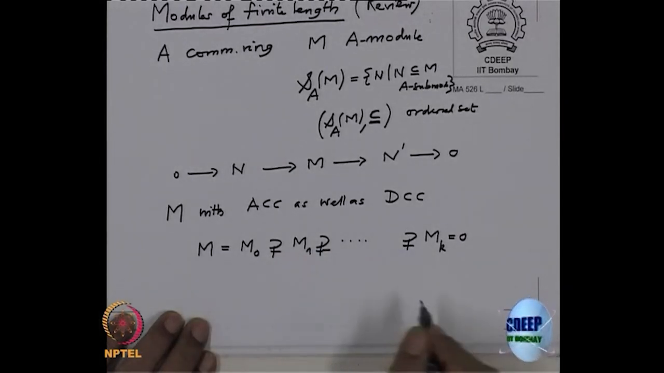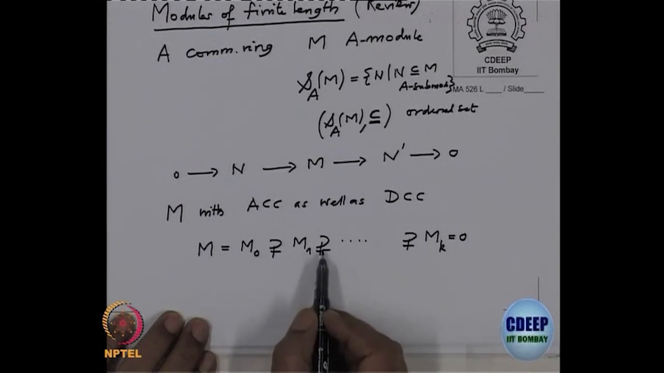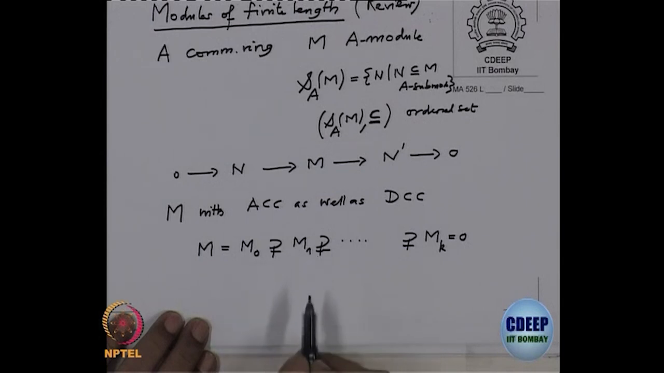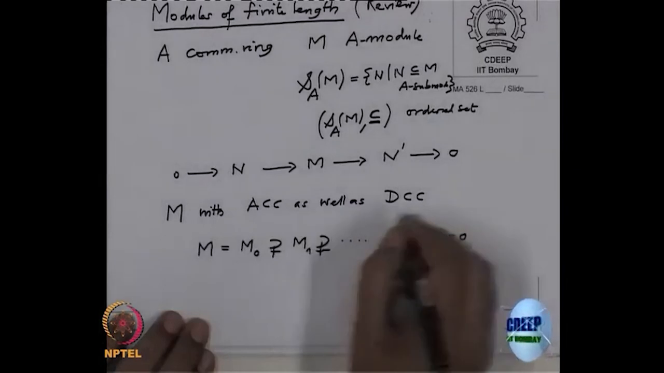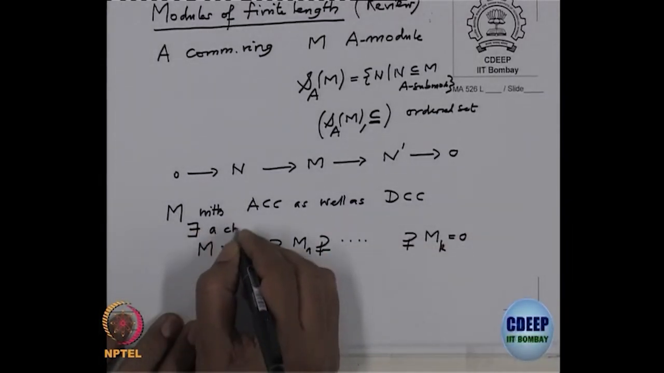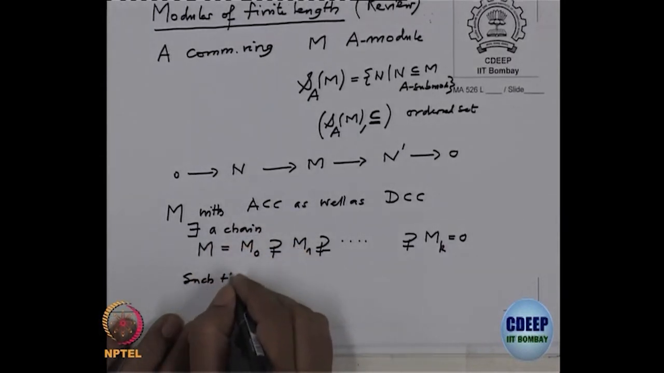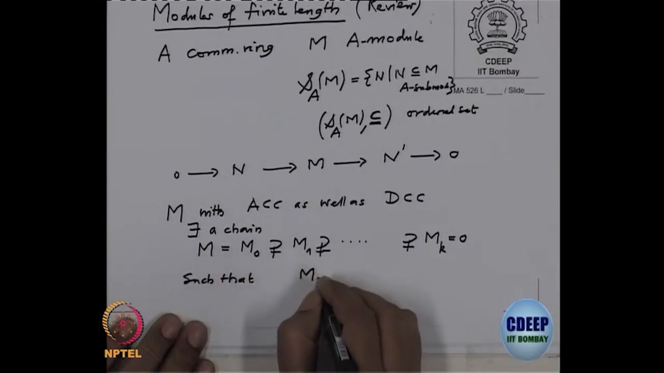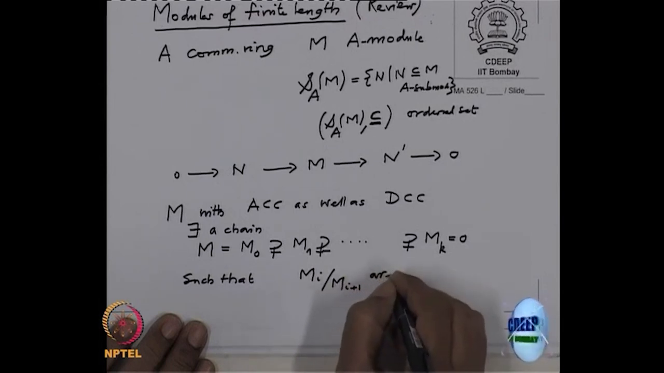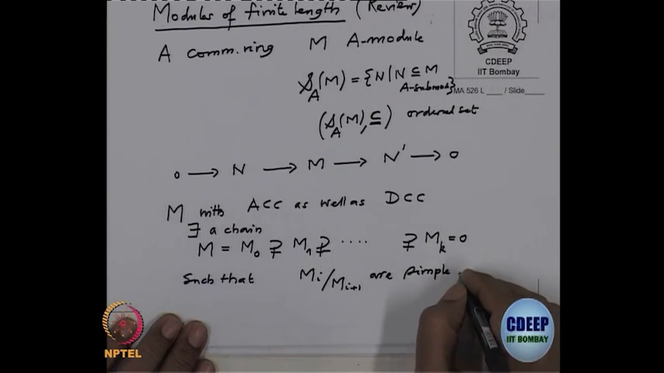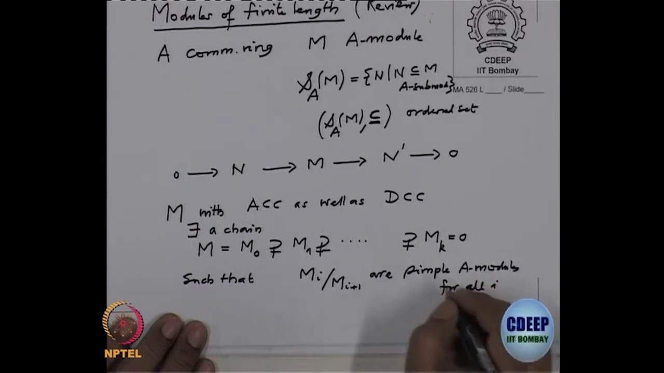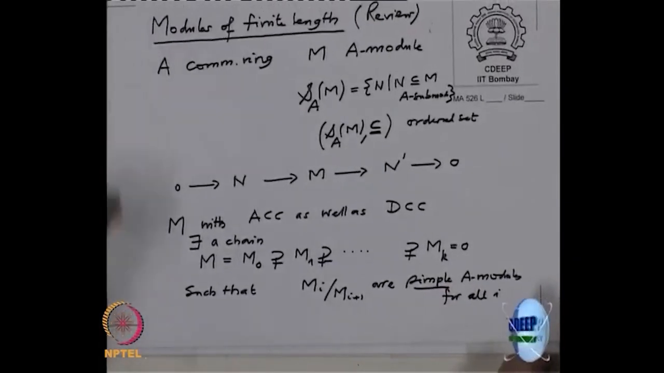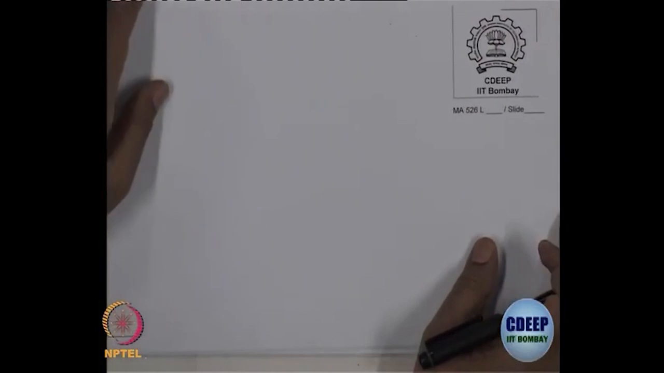And also, this containment is of course not equal, but I also want to assume that there is nobody in between, because if somebody is in between I will insert it. That means I will make the chain finer and finer. So there exists a chain such that the successive quotients Mi by Mi plus 1 are simple A modules for all i. Simple means there is no submodule other than 0 and the whole module. So such a series is called a Jordan Holder series.